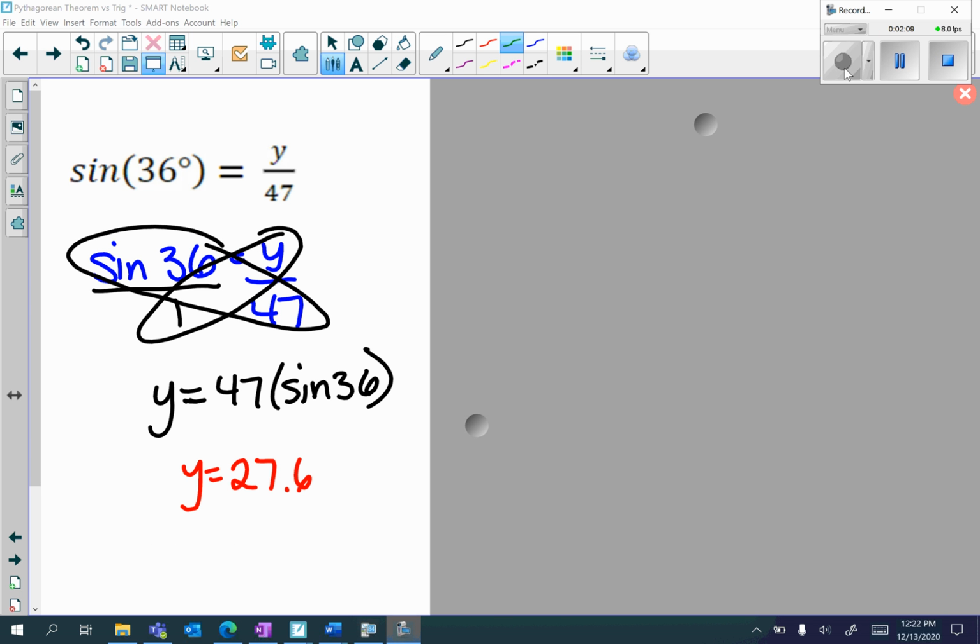So for example, if we have to solve sine of 36 degrees is equal to y over 47, don't forget to put it over 1 and cross multiply. Y is equal to 47 times sine of 36. Type that into the calculator and make sure you're in degree mode, and you end up getting 27.6.